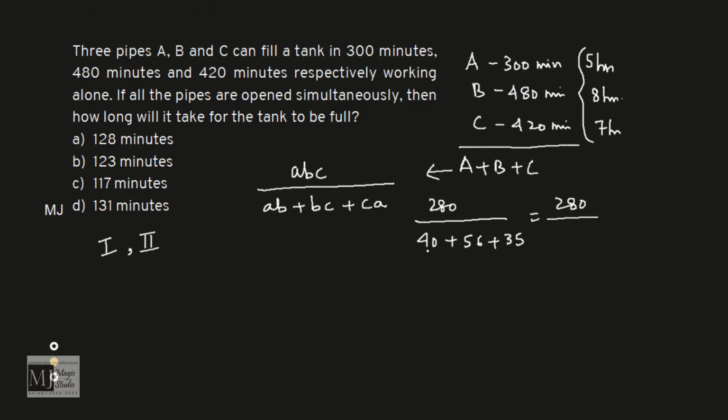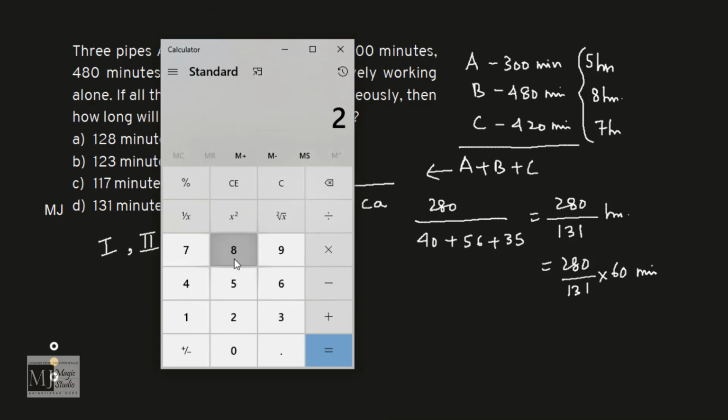And the denominator is 40 plus 56 is 96 plus 5 is 101. So we have 131 hours. Now the answer is all in minutes, and it's easy to calculate. With a calculator, if you want to use, no problem. Into 60, you can get it in minutes. So we have 280 into 60 divided by 131.